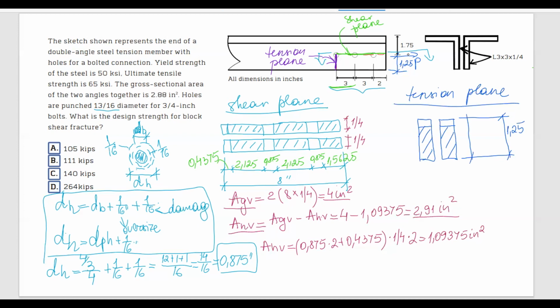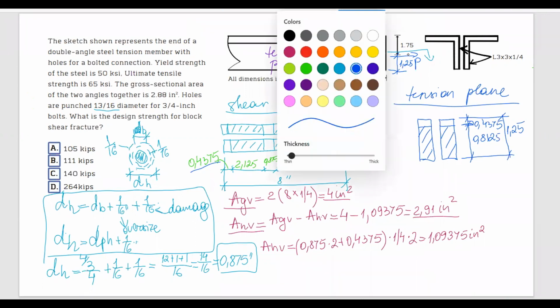And now we have to figure out how much is this. We know that this is half of the diameter, and half of the diameter, we have also already talked about it, is 0.4375, which means that this is 1.25 minus half of the diameter, and I get 0.8125. And now that we have this, let's go ahead and calculate the net area in tension.